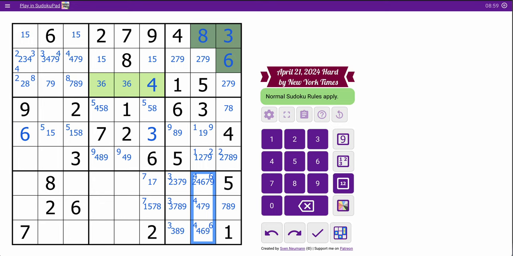Okay. Let's see. Here, these are quite restricted. Neither of these can be 2, 6, 7, 8, 9. That one can't be 3, 2, 3, 5, 6, 7, 9.